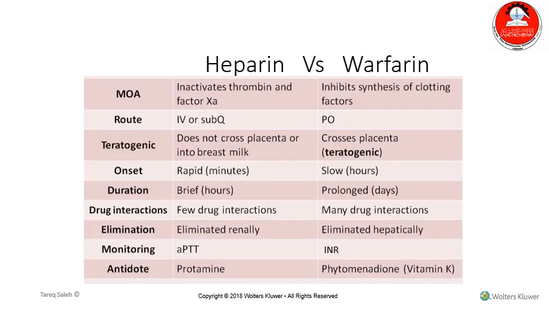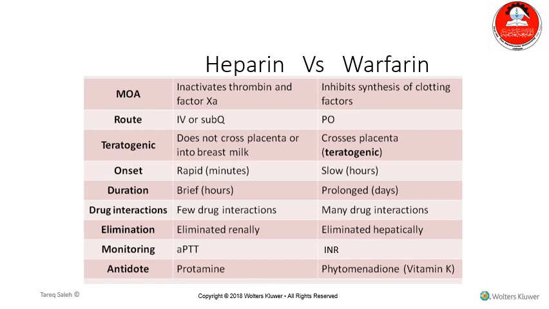It is always useful to compare the characteristics of the most commonly used parenteral anticoagulant, heparin, with the most commonly used oral anticoagulant, warfarin. So remember that there is a difference in the mechanism of action, and that heparin inactivates both thrombin and factor 10 indirectly via enhancing the function of antithrombin 3, while warfarin interferes with the synthesis or the post-translational modification of several clotting factors. Heparin is given parenterally, whether intravenously or subcutaneously, while warfarin is given orally.